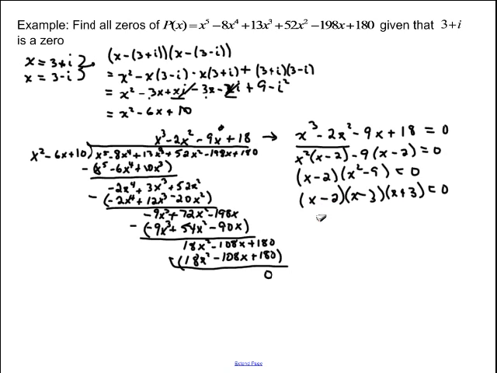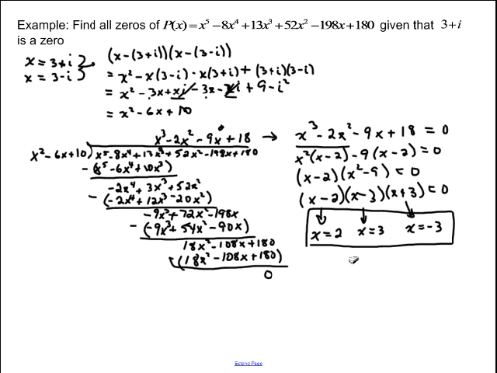And so our zeros appear to be at x equals 2, at x equals 3, and at x equals negative 3. Well, that's just exactly the kind of thing that we were hoping to get right here. So our zeros, in addition to being our two complex numbers, 3 plus i and 3 minus i, are x equals 2, x equals 3, and x equals negative 3. And we're done.